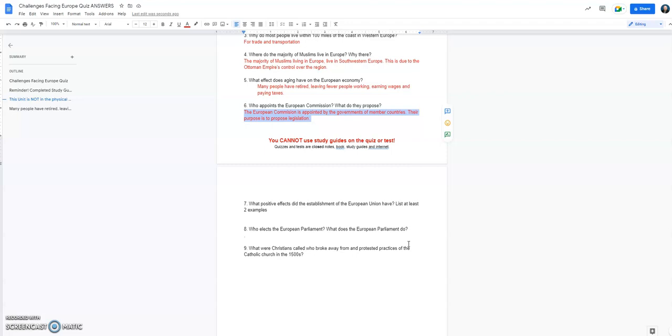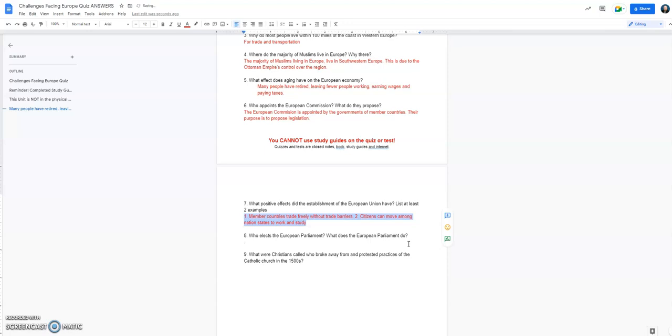Question 7. What positive effects did the establishment of the European Union have? List 2. Well, one positive effect was that member countries can trade freely without trade barriers. Meaning if you're a member of the European Union, you can trade with another member without paying any special taxes, import taxes, or extra fees that come with trading with the European Union if you're not a member, right? So members of the European Union can trade freely with other members.